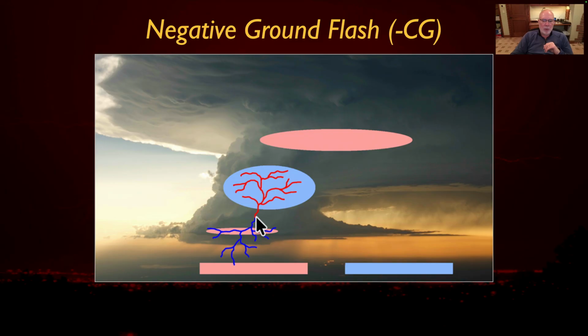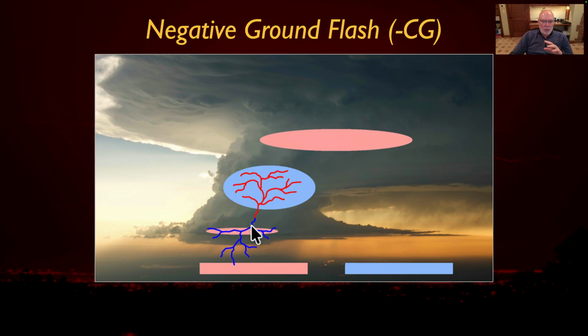These are formed when we get a bidirectional leader initiating between the charge regions that are closer to the ground, typically. So you have the positive leader propagating up towards the negative charge region, the mid-level charge region, and this lower positive region that I explained forms near the base of the storm acts as the other charge region, which the negative leader propagates towards and through.